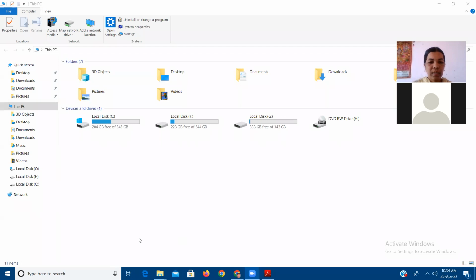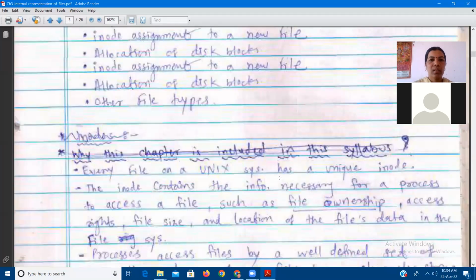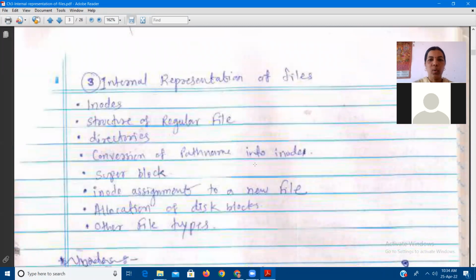So in the last lecture, we completed the second chapter, that is buffer cache. So today we'll start the third chapter. The third chapter is Inode, that is the internal representation of a file. All of you note it down in your notebook. We have started the third chapter. Name of the third chapter: internal representation of files.